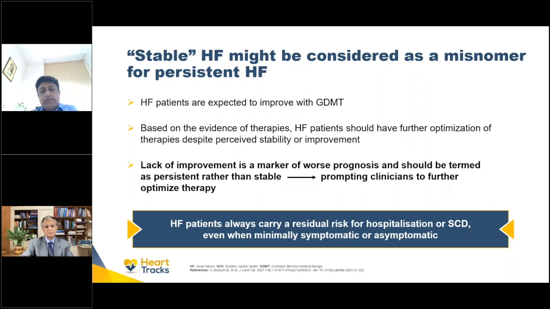Another important point: many times we see on the prescription it is written as stable heart failure. Actually, heart failure is not stable. It is stable from a symptomatic point of view, but it is always a progressive disease. The only thing we can achieve with GDMT, guideline-directed medical therapy, is to decrease the progression of heart failure. So it is basically a stable, persistent heart failure. It may be symptomatically stable, but the disease per se is continuously ongoing.